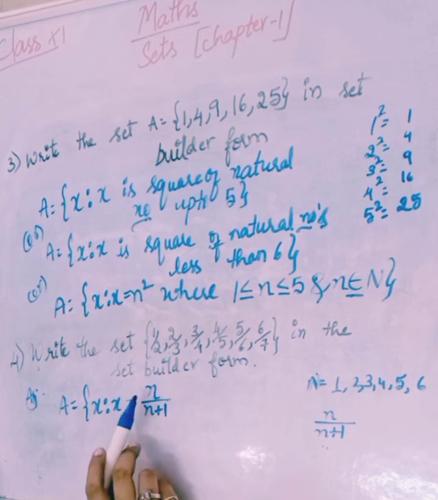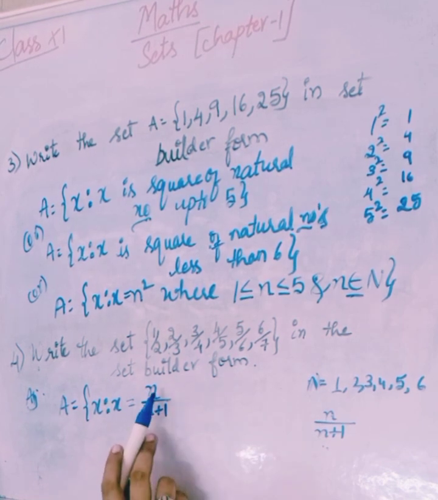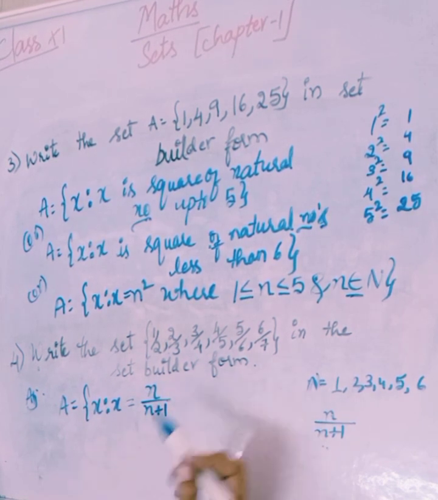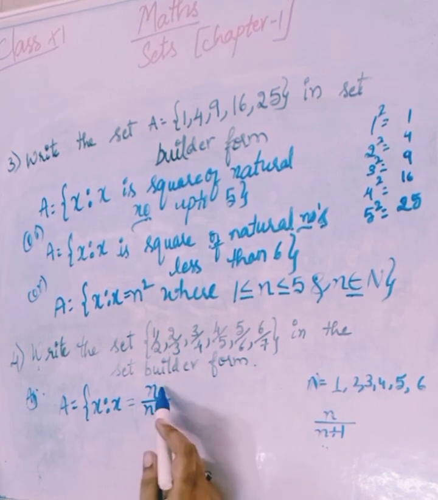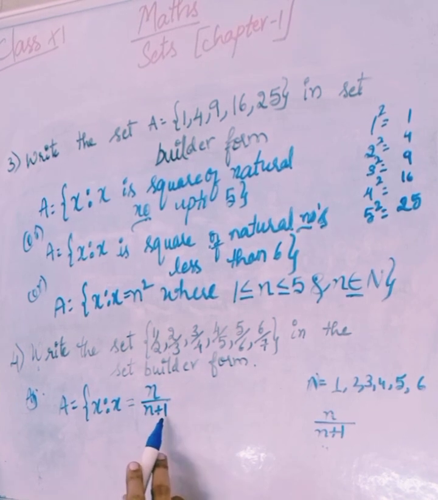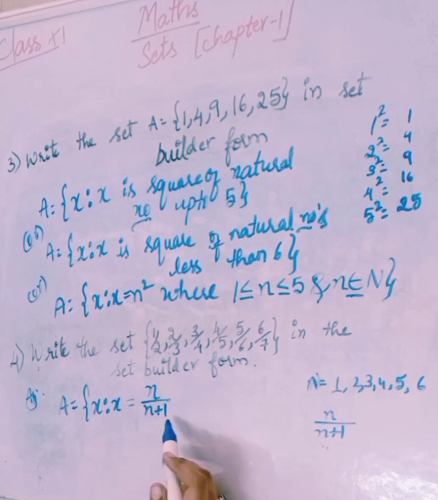Next, n is equal to 2. 2 divided by 2 plus 1, we will get 2 by 3. Next, you can substitute n is equal to 3, so then you will get 3 by 4. n is equal to 4, it will be 4 plus 1, 5, so that means 4 by 5. Next, 5 means 5 by 6, 6 means 6 by 7.